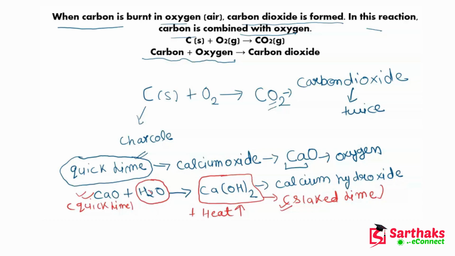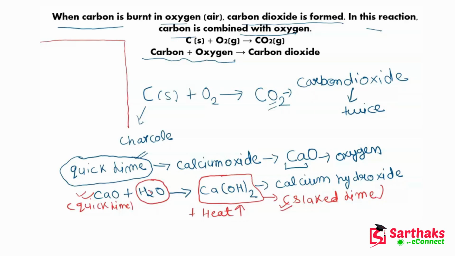Okay guys, I hope you might have seen this reaction at your home. So this slaked lime is used to paint our houses. Now guys, I will tell you what is the cause of the shining on your walls when you paint them with calcium hydroxide. So basically, let me tell you here.